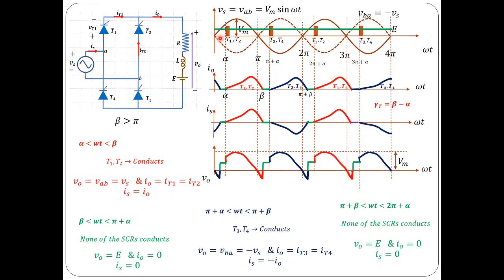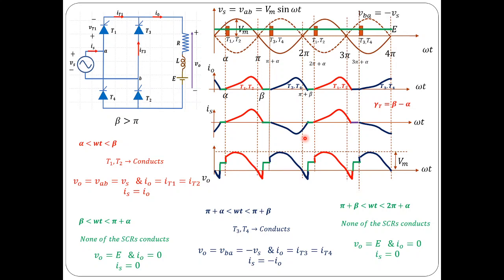We can also see that the load current as well as the load voltage are going to repeat for every pi radians, whereas the source voltage and source current are going to repeat for every 2 pi radians. So the frequency of the load voltage and load current is double the frequency of the source voltage and source current. This is one of the important observations.